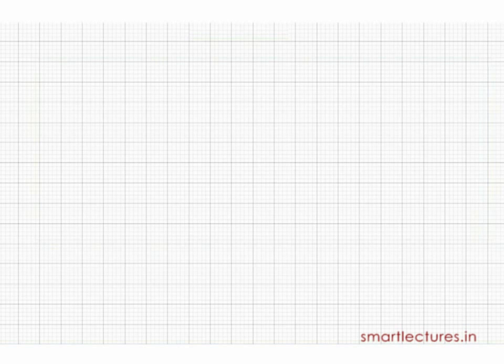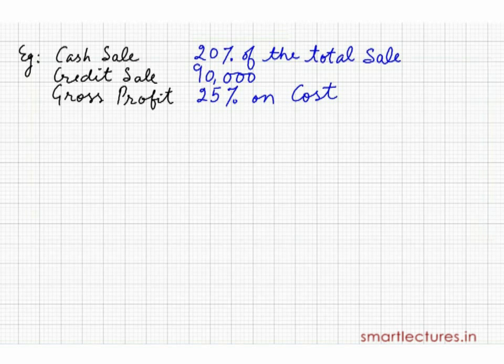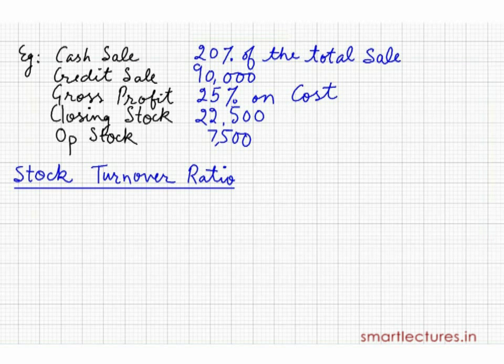Suppose in a company, cash sales are 20% of the total sales. Credit sales are 90,000 rupees. Gross profit is 25% on cost. Closing stock is 22,500 rupees. Opening stock is 7,500 rupees. Calculate the stock turnover ratio. Stock turnover ratio is equal to cost of goods sold upon average stock.